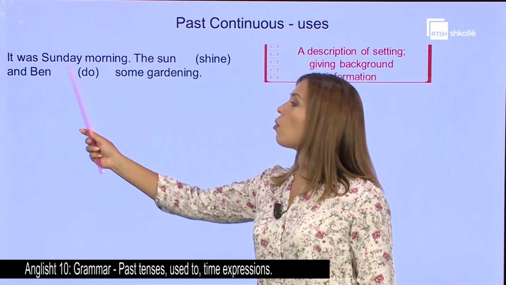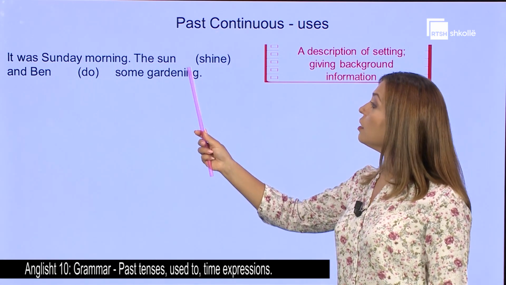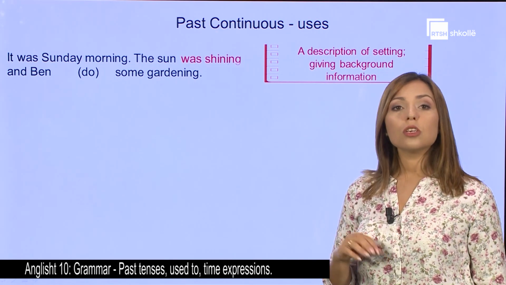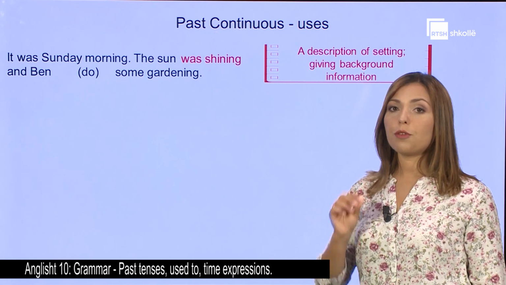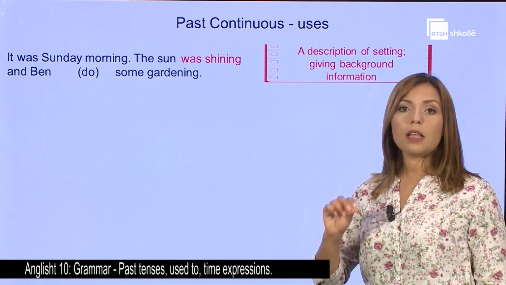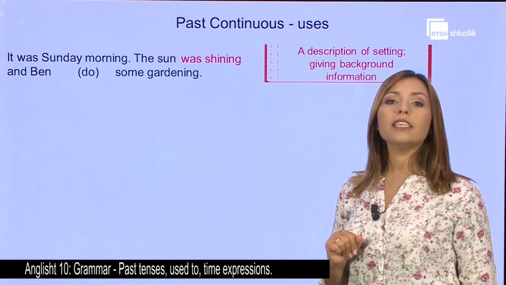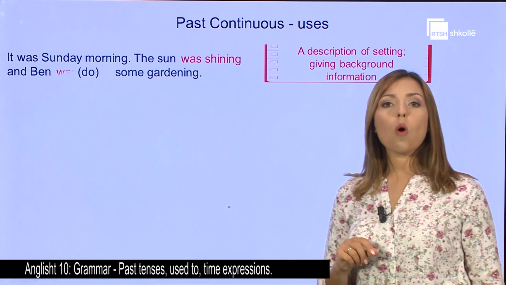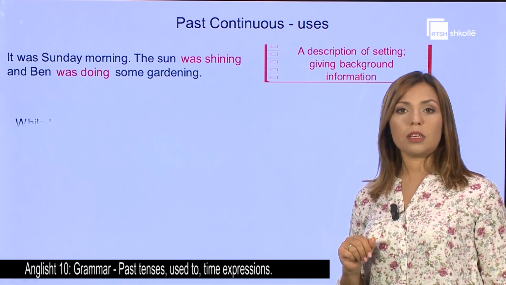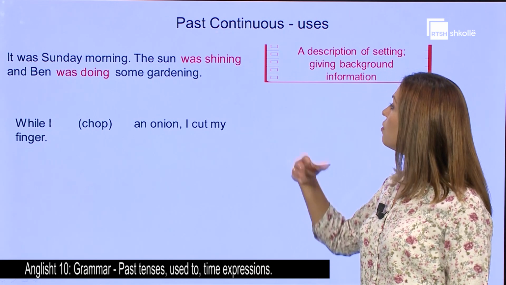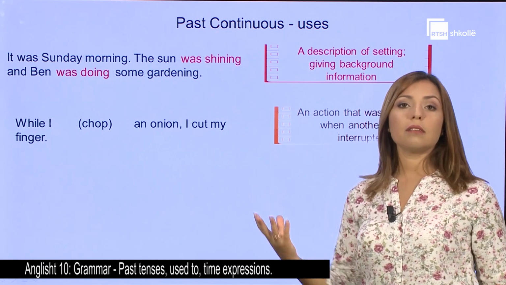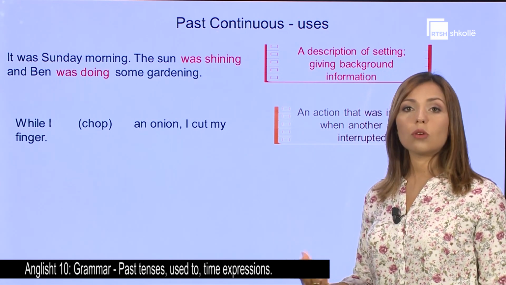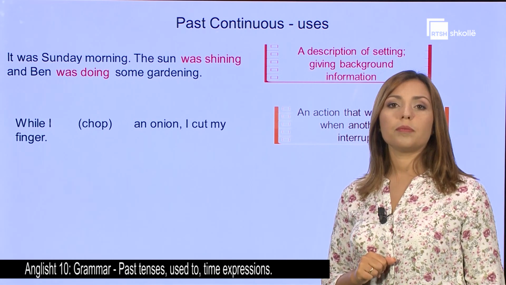It was Sunday morning. The sun, what was happening? The sun was shining. So we said the verb to be in the past, was, and our verb in ing, shining. And Ben, what? Was doing some gardening. So we can see that we have a description of the setting. The sun was shining, and some information: Ben was doing some gardening.